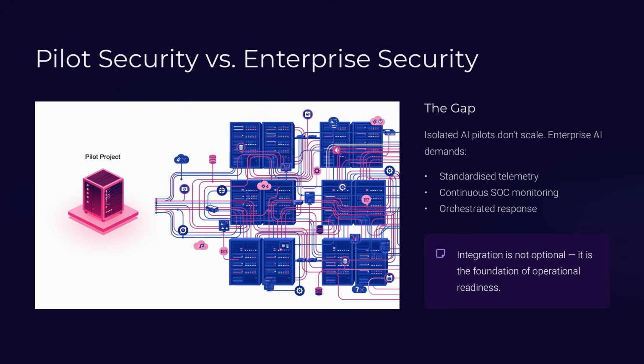When artificial intelligence becomes embedded across enterprise workflows, you must treat it like any other critical production workload. It must have standardized telemetry. It must be monitored continuously. Alerts must reach the security operations center. Incidents must be triaged consistently. Response must be orchestrated across identity, cloud, endpoint, and application layers.